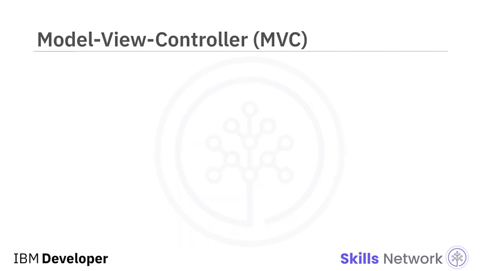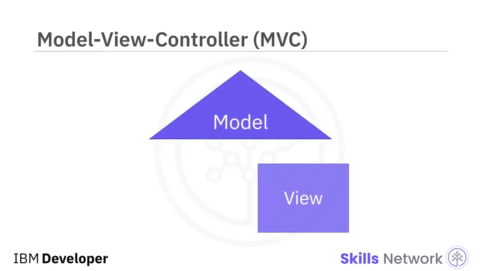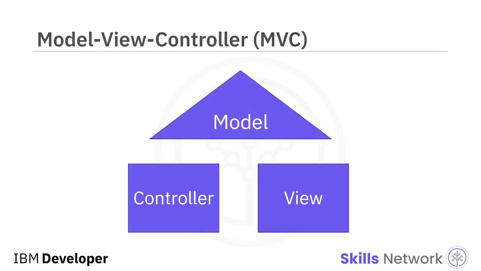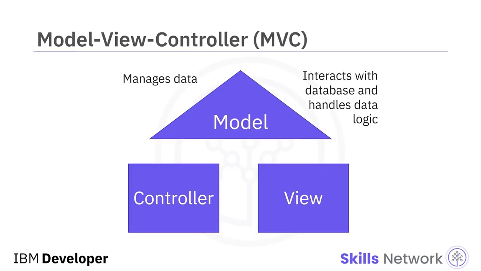MVC stands for Model View Controller. MVC is an architectural pattern that divides an application into three components: model, view, and controller. Let's discuss what each of these components is. The model layer is responsible for managing the data of the application. It interacts with the database and handles the data logic.